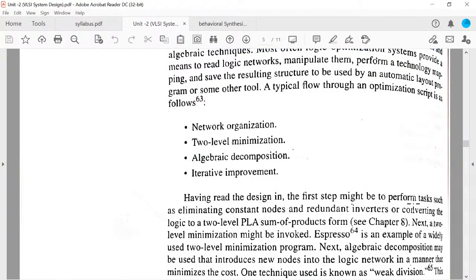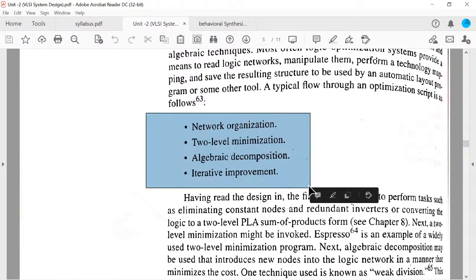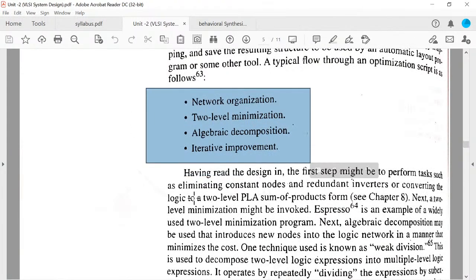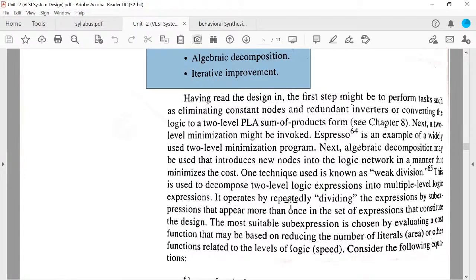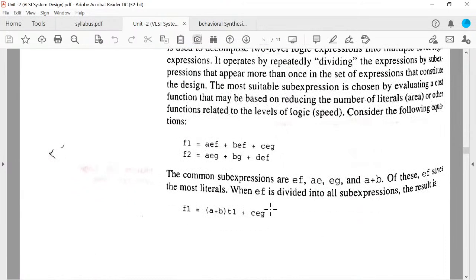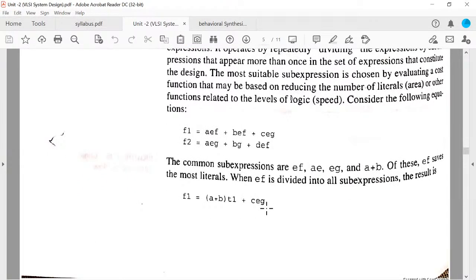Okay, so our typical flow through the optimization script is as follows: network organization, two level minimization, algebraic decomposition, and iterative improvement. These are all done to provide the better hardware requirement of the circuit according to demand. Clear?